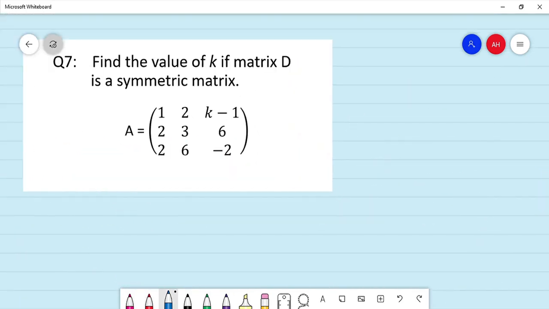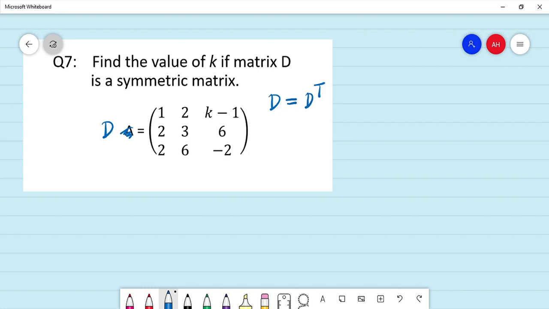Alright, now this is question number 7. Find the value of k if matrix D is a symmetric matrix. Oh, sorry, because I forgot to make a correction here. It's supposed to be matrix D, right? So if D is a symmetric matrix, this condition must be fulfilled. That is, D must equal to matrix D transpose. That is, if we transpose the matrix, it will be the same as the original matrix.